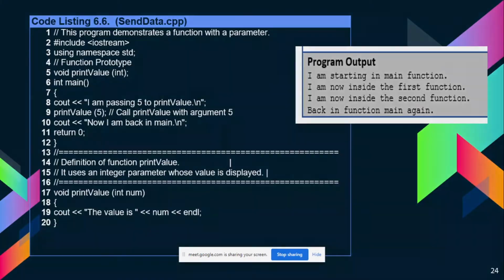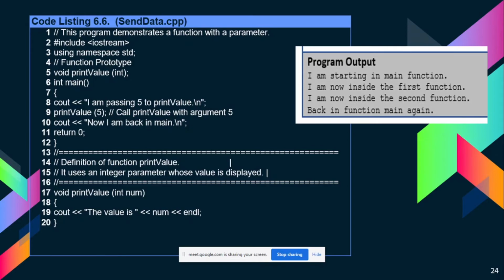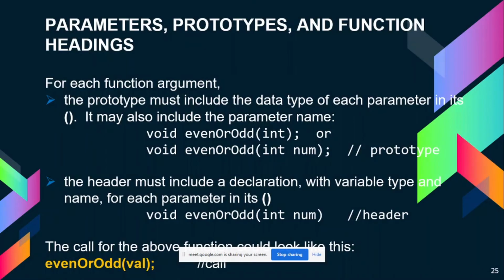Nasusundan ba? Baka mabilis ako masyado. Hindi naman. Okay lang po, ma'am. Okay, so parameters, prototypes, and function headings. Yan. So, kanina, ito yung tinesting natin. Void, even or odd. So, this is a function name. Tapos, naglagay tayo ng integer, kasi yung data na ipapass natin is an integer. Then, pwede rin naman nating lagyan ng variable, which is int num. So, pwede ring wala.